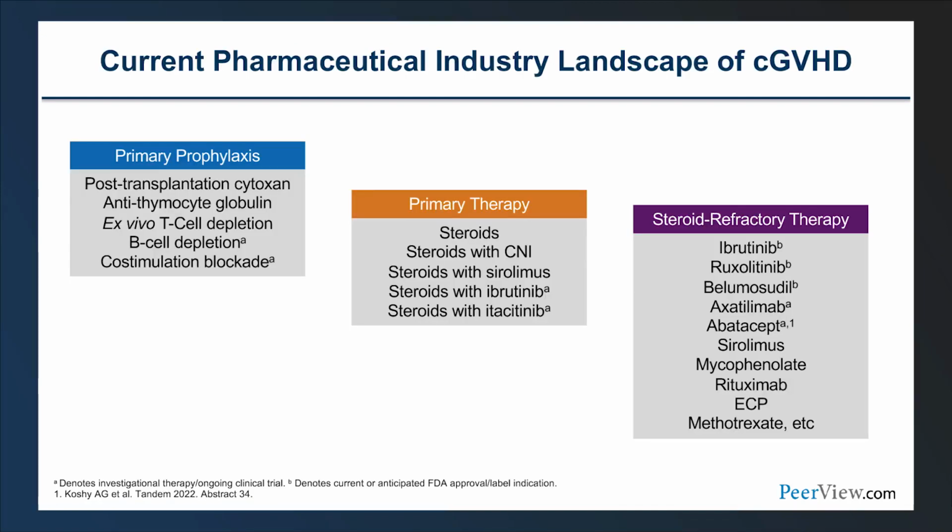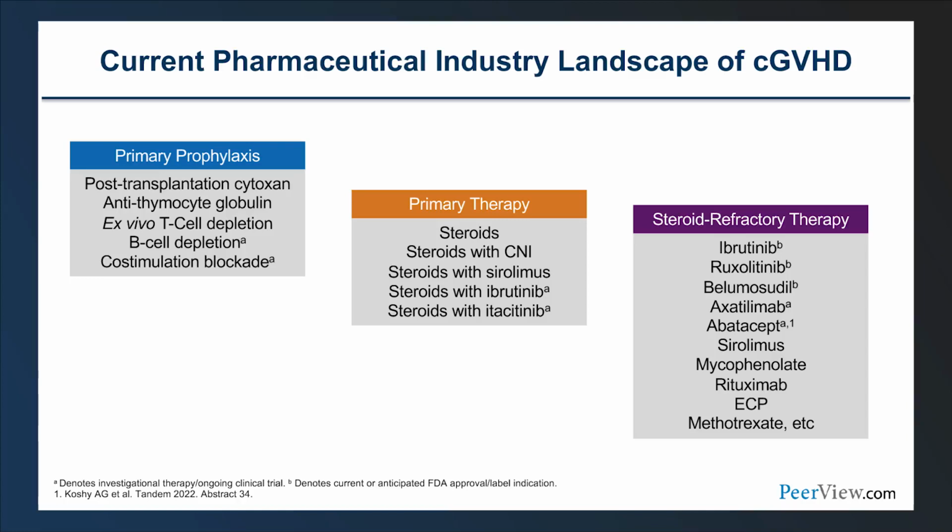So this is where we are today in terms of the current pharmaceutical landscape in chronic graft-versus-host disease. There are some approaches that lead to reduction in disease from primary prophylaxis, so the post-transplant cyclophosphamide approach, in vivo or ex vivo T-cell depletion. Co-stimulation blockade, hopefully, is being tested, as you heard, in ABA3, and we are also actively testing B-cell depletion as a prophylactic strategy. Primary therapy for chronic graft-versus-host disease remains steroids, but most of us use a combination of steroids with either a calcineurin inhibitor or sirolimus based on the CTN 0801 trial.